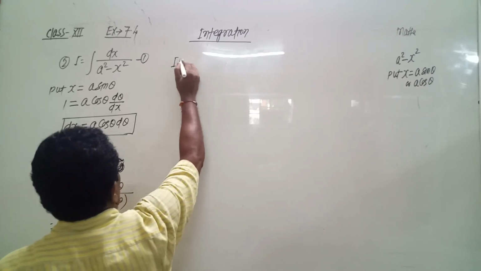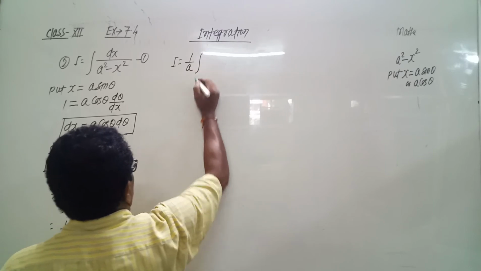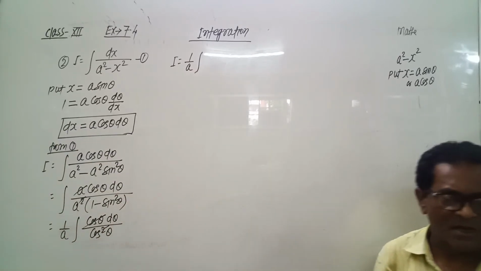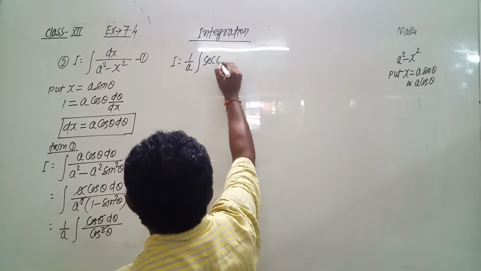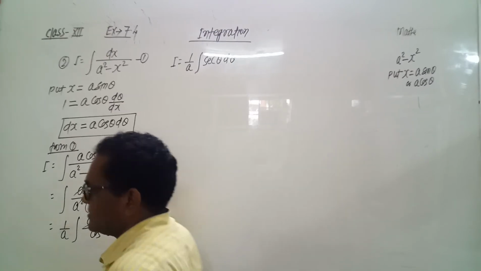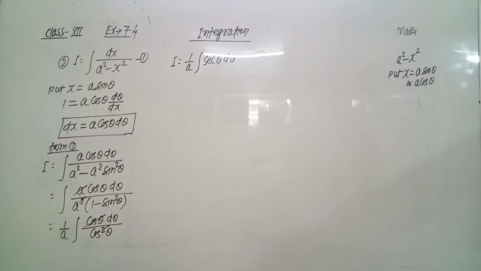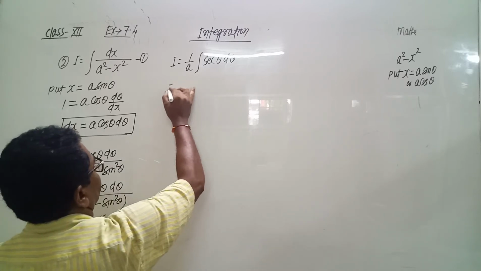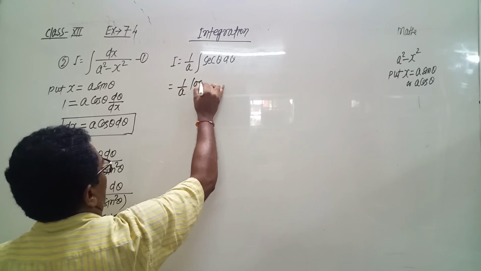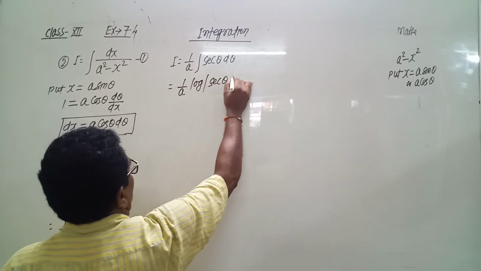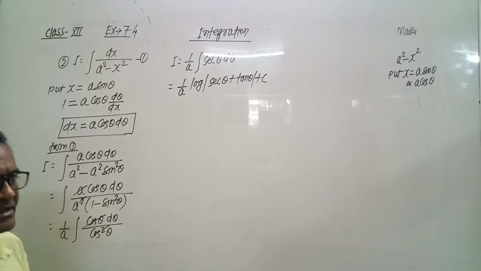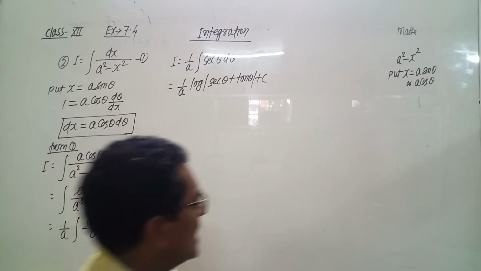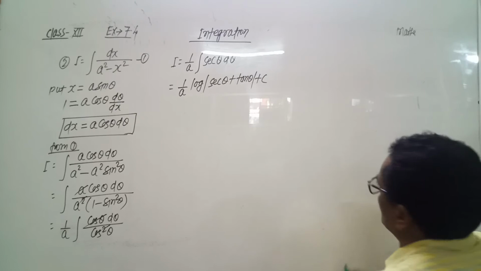So we get I equals 1 by a integration of d theta by cos theta, and we know 1 by cos theta is equal to sec theta. So we get 1 by a integration of sec theta d theta, and the integration of sec theta is log of sec theta plus tan theta plus c. Integration of sec x dx is log sec x plus tan x plus c, where c is the integration constant.